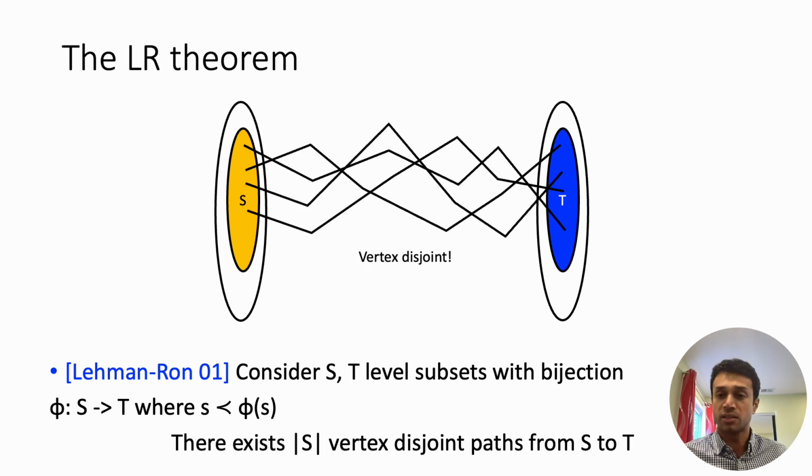The Lehman-Ron theorem proves this remarkable statement. It says that if you have S and T such that they have this ordered bijection between them, this bijection according to the partial order, then there actually exist |S| vertex disjoint paths from S to T, which means you can basically match everyone in S to someone in T by a vertex disjoint path. Just as a comment, this matching that you get according to these vertex disjoint paths is not the same as the matching phi. So this is the Lehman-Ron theorem. It's just a fundamental theorem about the Boolean hypercube.